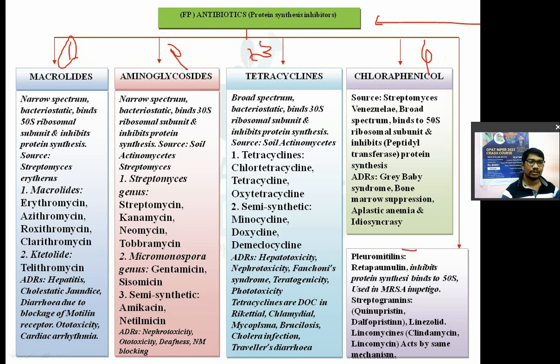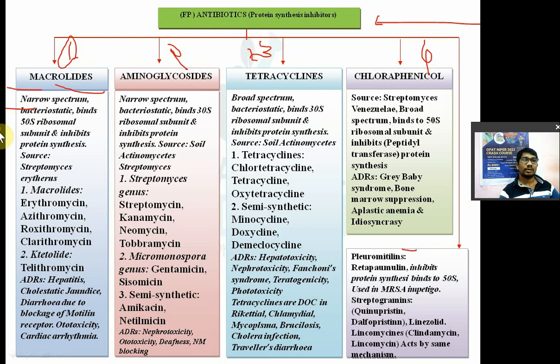Now first is the macrolides. Why are they known as macrolides? Because they have a large lactone ring in their structure, and that's why they are known as macrolides. They are a narrow spectrum and bacteriostatic drug. What is their mechanism of action?